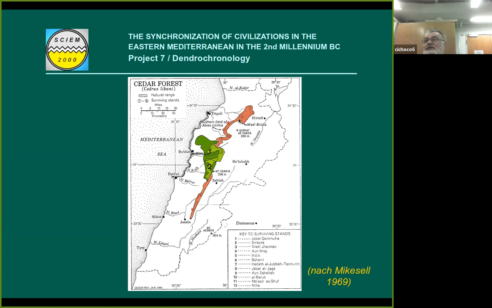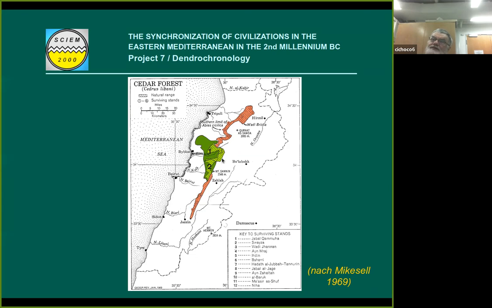But because of deforestation, of goats and sheep grazing in the forests and so on, the wood growth is reduced in this area to a high extent. So it's only single spots where cedars are still growing.